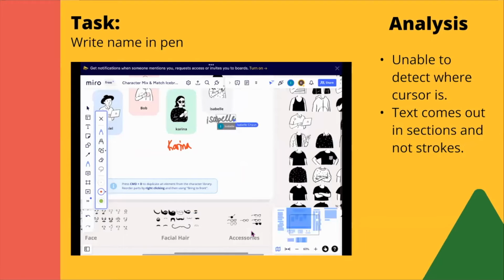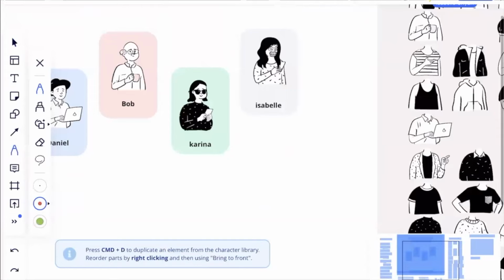And then the next task is writing your name in pen. And so this is going to show that text comes out in sections and not in strokes. And so this is important because you should be able to see exact movements of your partner in case there's like Wi-Fi problems or things like that. It would just be a lot helpful to see exact strokes rather than just vectors.